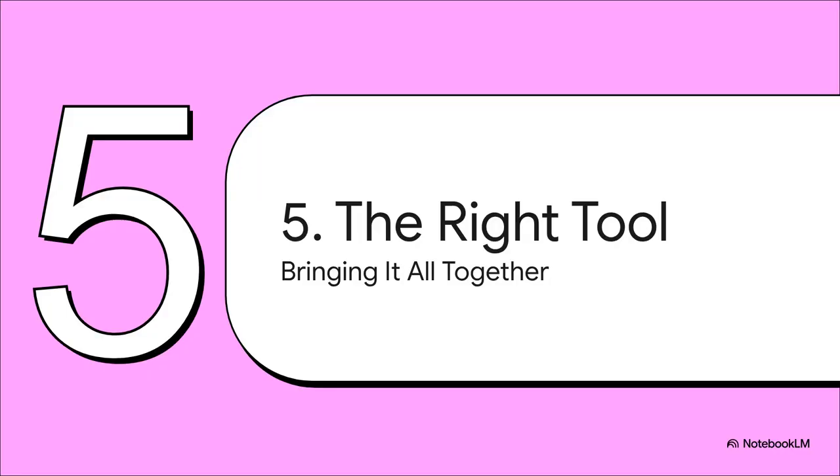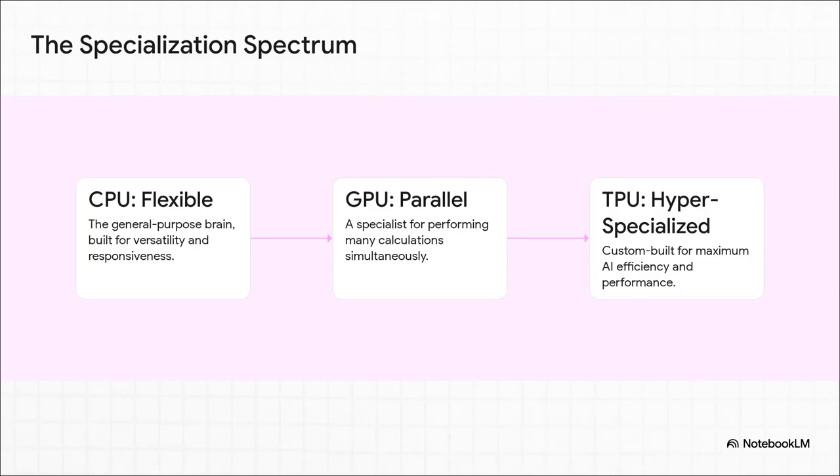Okay, so let's pull all these threads together. The big takeaway here is that it's not about one chip being better than the others. It's not a competition where one replaces the other. Modern computing, especially for AI, is a team sport. It's about using all three of these processors for what they do best. A really helpful way to visualize this is as a spectrum. On one end, you've got the super flexible do-anything CPU. Move along a bit, and you get the GPU, which is specialized for doing many things at once. And all the way at the other end, you have the hyper-specialized TPU, built for pure AI efficiency.